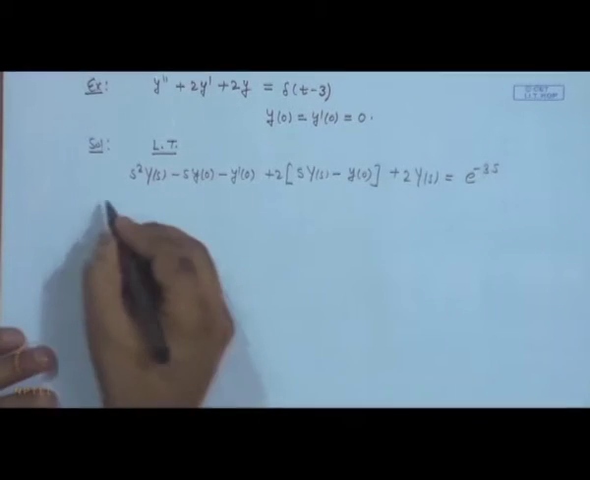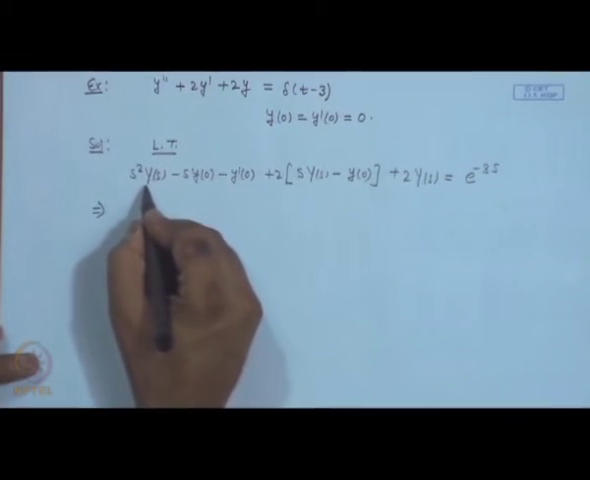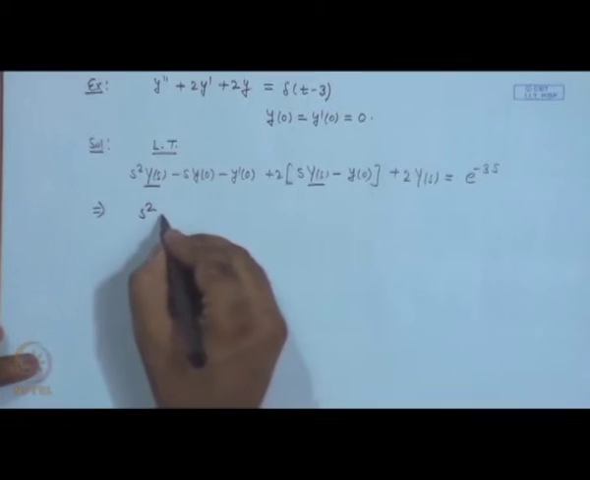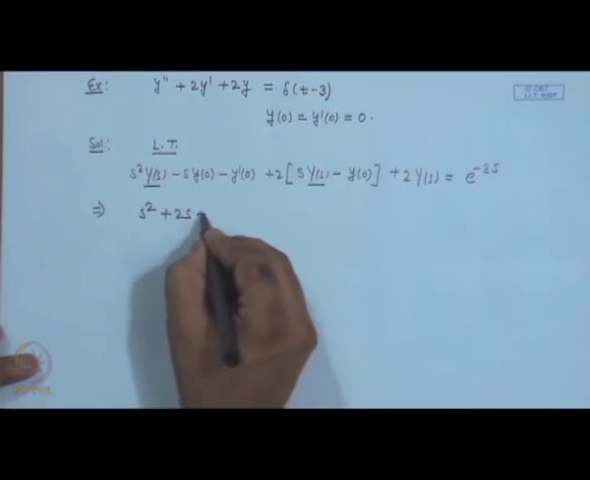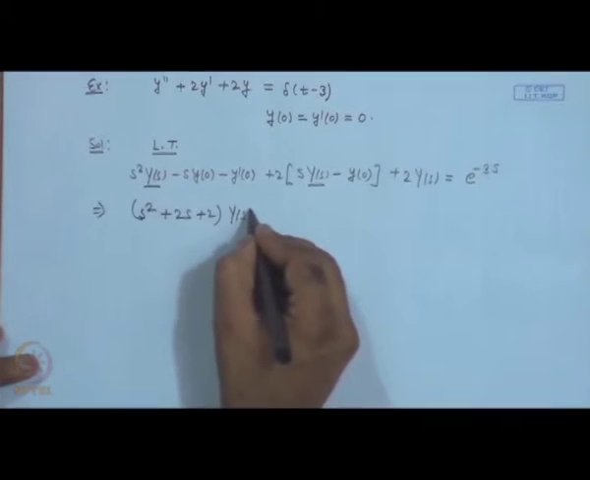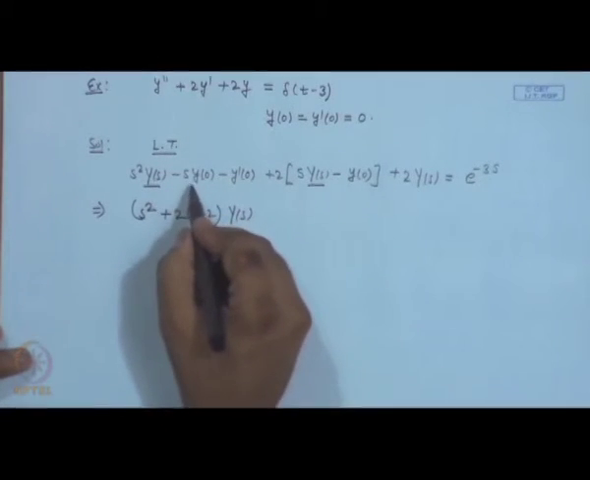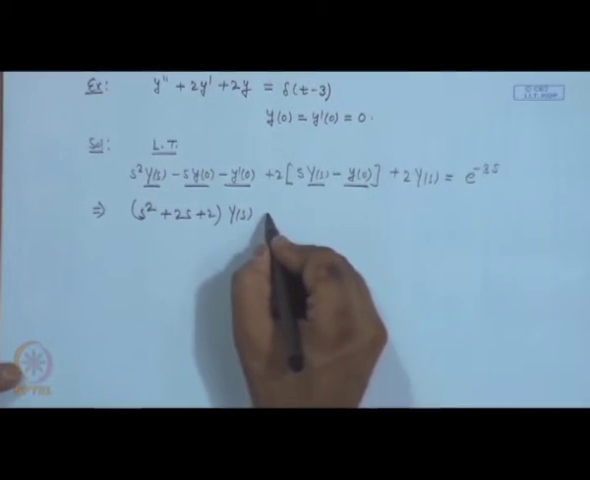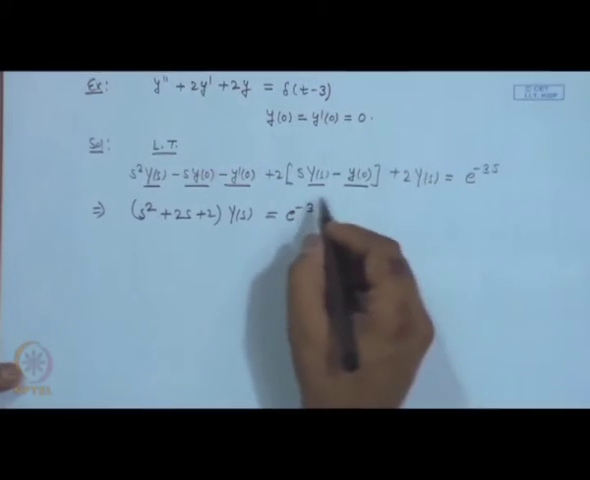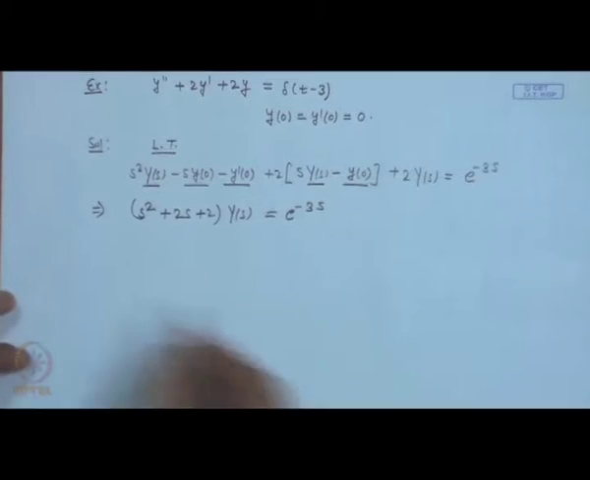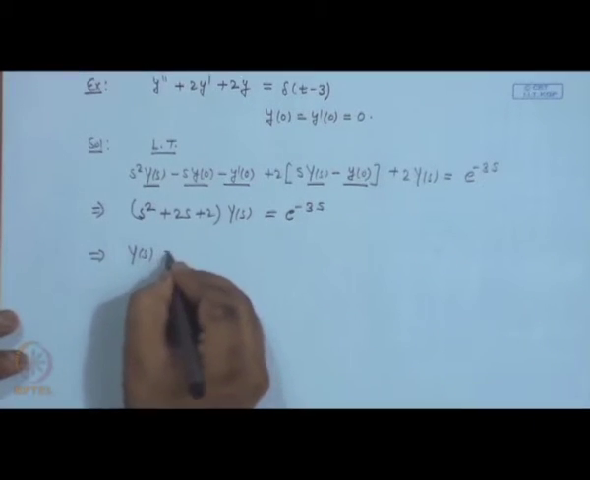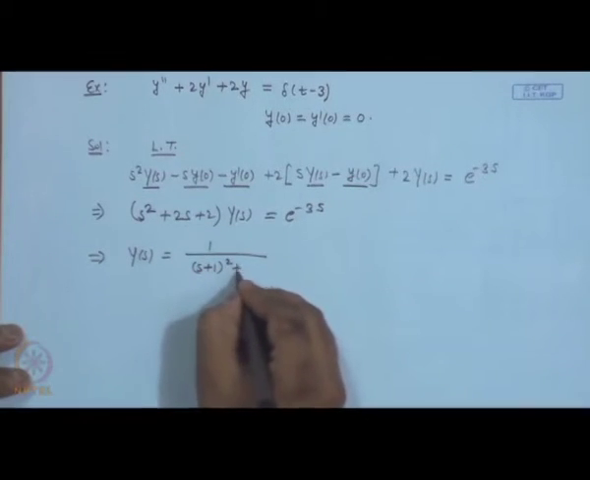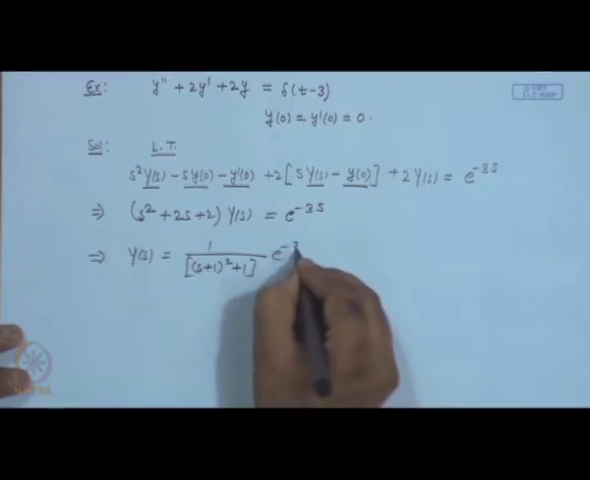So, now we collect the coefficients of Y(s). So, we have s square plus 2 s plus 2 times Y(s), and y(0) is 0, y prime 0 is also 0, so all other terms are 0, and we have e power minus 3 s. So, Y(s) is 1 over (s plus 1) whole square plus 1, times e power minus 3 s.